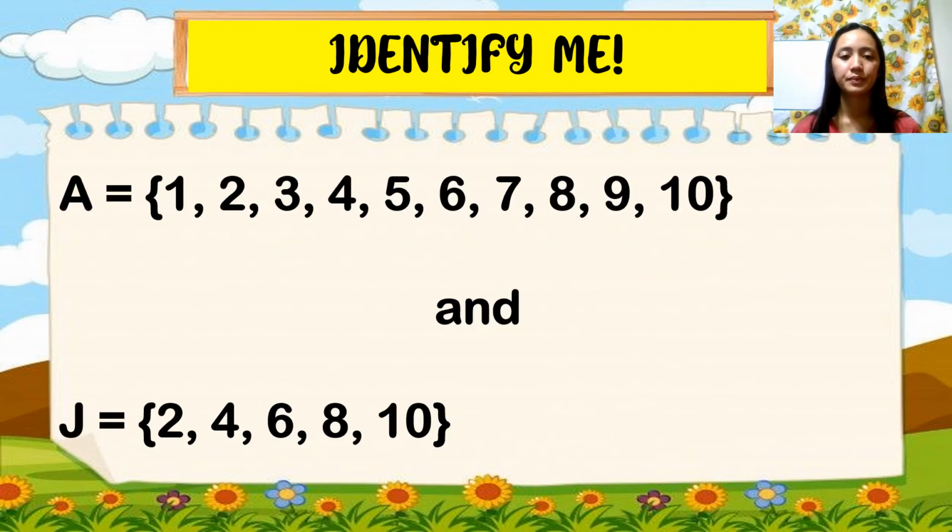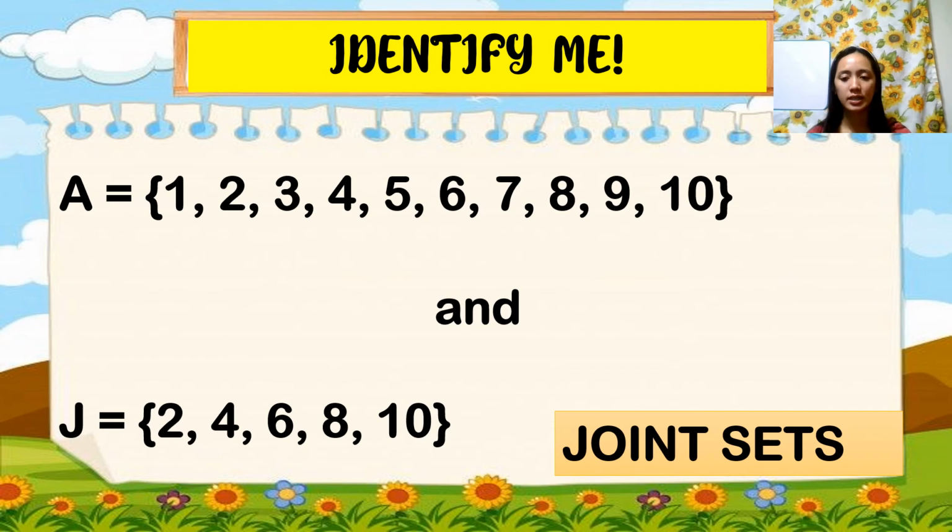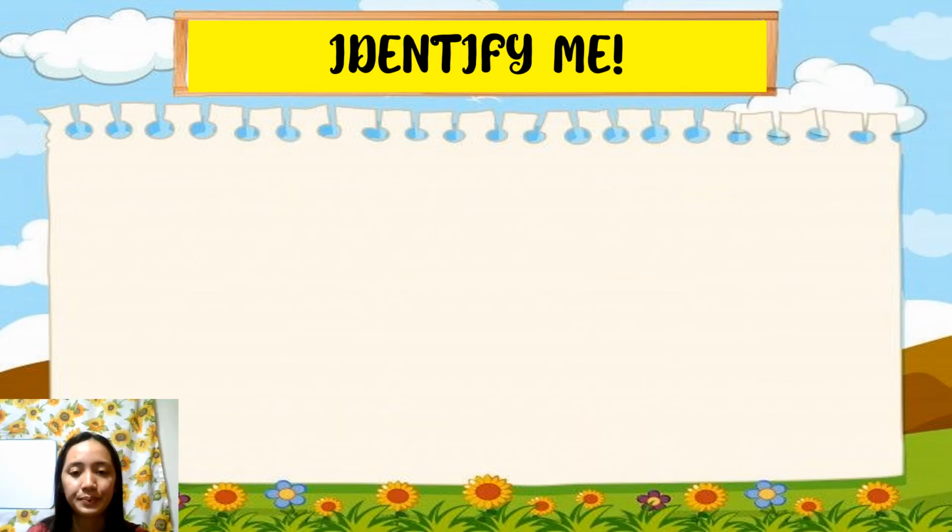Next. Let's have the following. Set A, we have 1, 2, 3, 4, 5, 6, 7, 8, 9, and 10. And then set J, we have 2, 4, 6, 8, and 10. So what can you say about these two sets given? What kind of set is being illustrated? Okay, so that is joint set. Why joint set? Joint set means two sets with common elements. Very good.